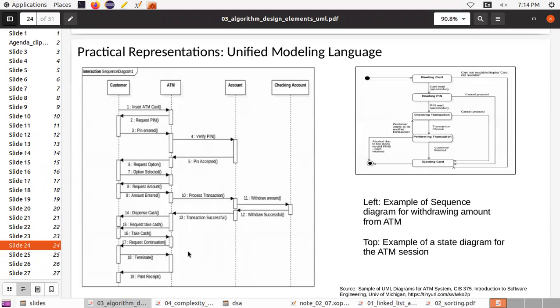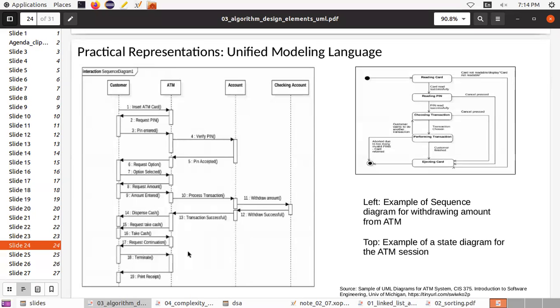Clear? Yeah, go ahead, Emmanuel. Yeah, so I was wondering, the methods like insert ATM card, request PIN, which entities or which objects do they belong to? Do they belong to the ATM or the customer in this case?